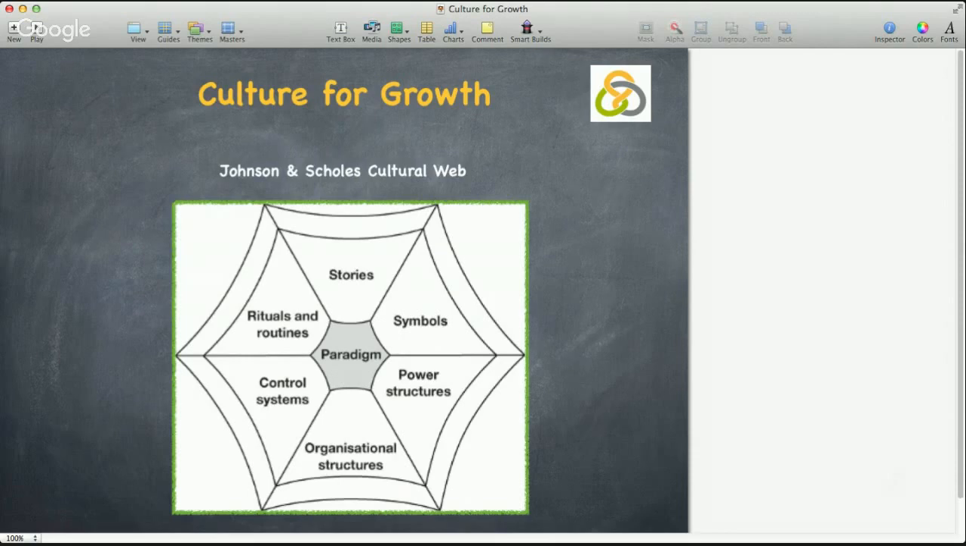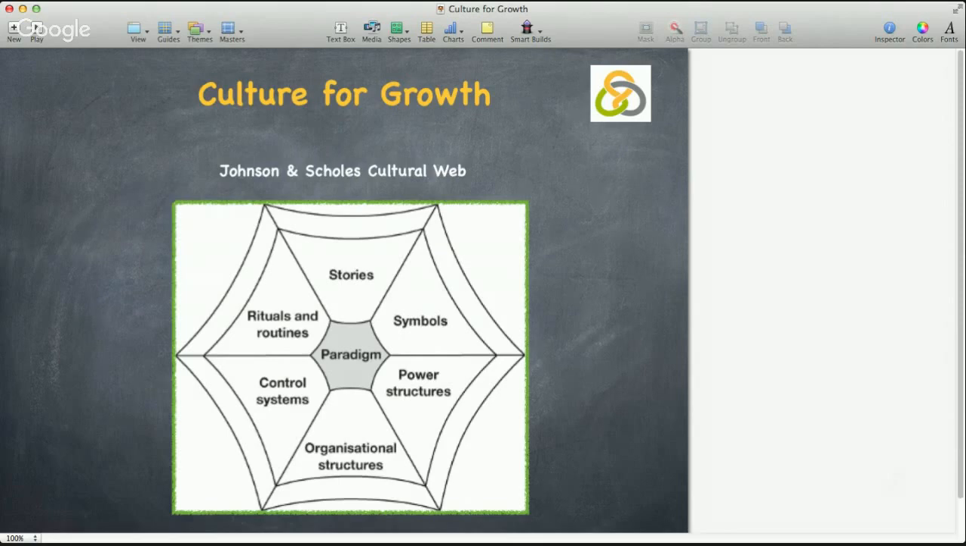The rituals of organisational life, such as training programs, promotion and assessment, point to what is important in the organisation, reinforcing the way we do things around here and signalling what is especially valued.